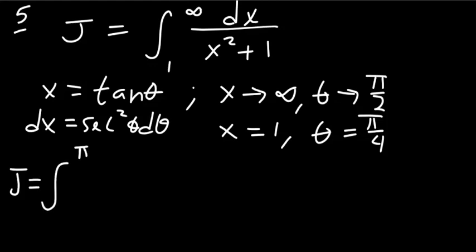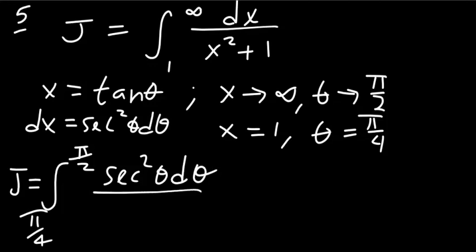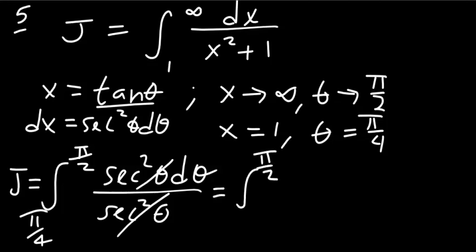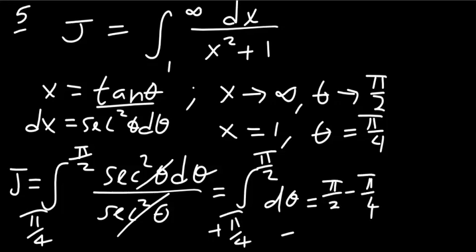You get pi over 2 and pi over 4 for the lower limit. dx is secant squared theta d theta. x squared plus 1 is tangent squared plus 1. According to trigonometry, it is also secant squared theta. So that's going to go away, giving you the integral from pi over 4 to pi over 2 of d theta, which is pi over 2 minus pi over 4, and the answer is pi over 4.